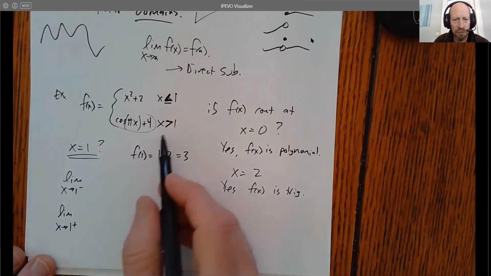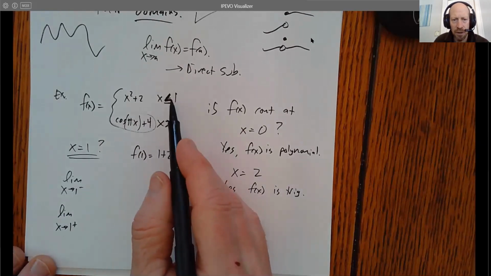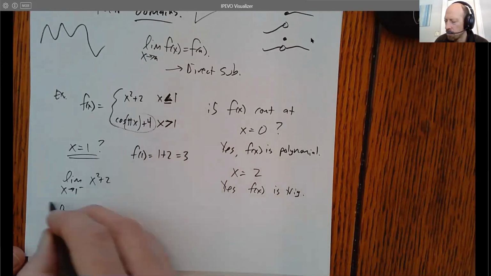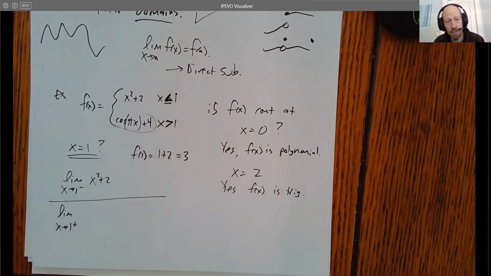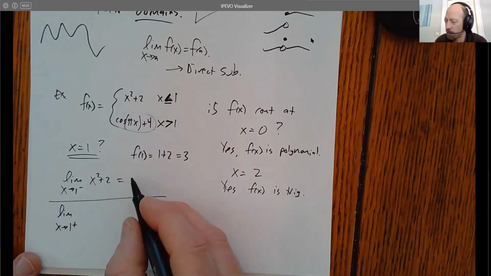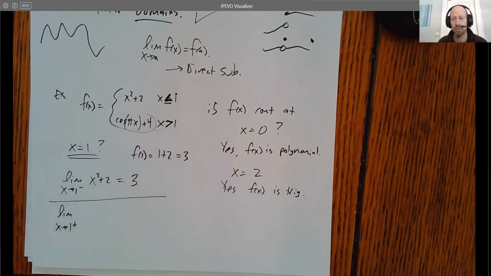As I come towards 1 from the left, that's up here, the function will look like x squared plus 2. As long as I'm coming from the left of 1, I don't have to worry about the other half of this piecewise function. And this is a nice polynomial. As we verified before, you can find that by direct substitution. You really already know that. It's going to be 3.